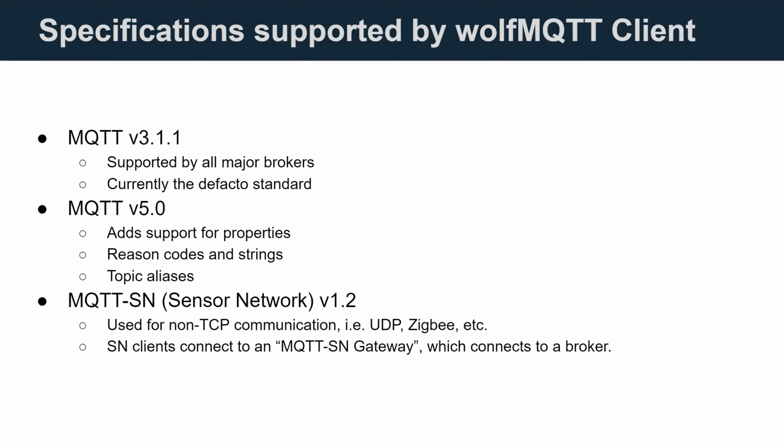The MQTT-SN sensor network protocol was developed around 2009 to enable battery-powered devices on low bandwidth wireless networks to benefit from MQTT. The MQTT-SN protocol allows a gateway device to communicate the full MQTT messages to a broker over a normal TCP-capable network. Message packets from an MQTT-SN client are even smaller than MQTT through the use of topic IDs, a 2-byte value that's used to represent the topic name.